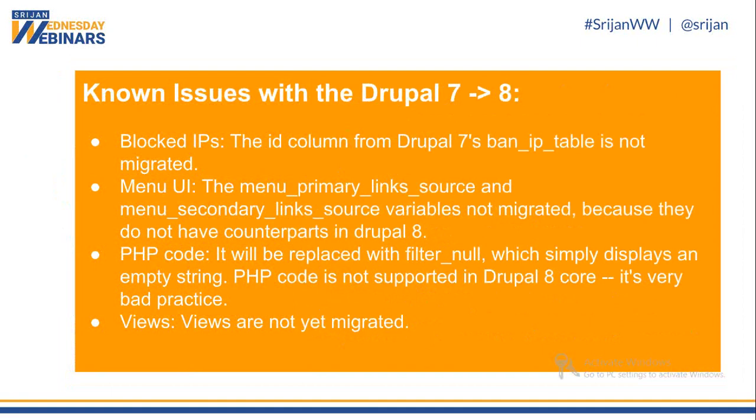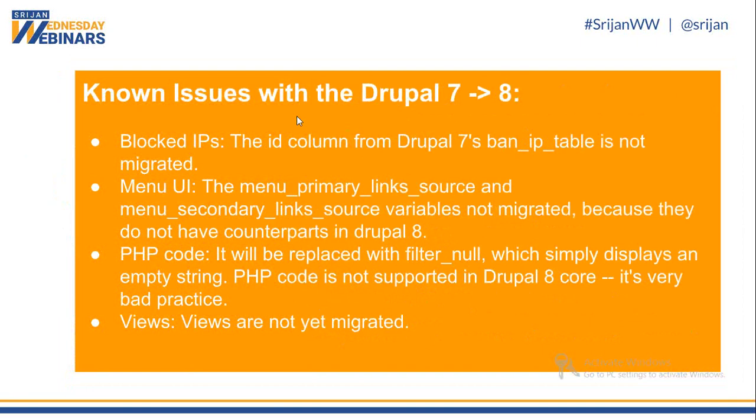Known issues with the migration of Drupal 7 to Drupal 8: there's a blog API, and the IP column from Drupal 7. There is a module, Ban IP. Ban IP module is there. So here ban_ip_table is not migrated.